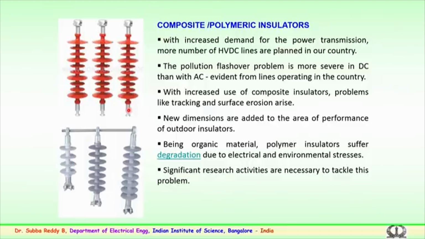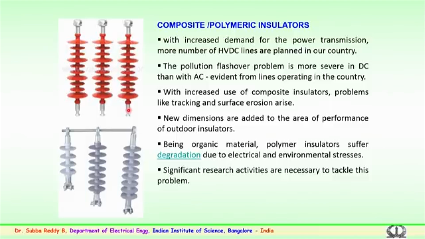And in particular, the contamination phenomenon or pollution flashover phenomenon, which is a very important phenomenon while designing the line insulation for AC, is also equally or more severe in case of DC. This has also been observed in the field conditions and the data collected by the utilities and manufacturers. So, this shows that the composite insulators perform better in severely polluted conditions. That is one of the major advantages of using them.